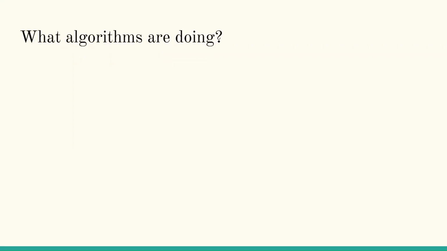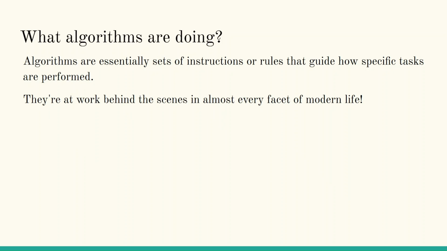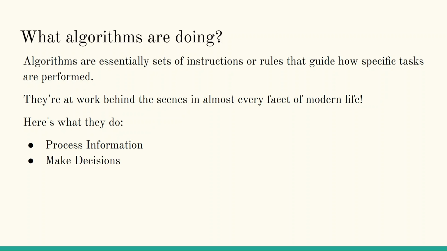So you might already be thinking about what algorithms are doing. Algorithms are essentially sets of instructions or rules, as we already know from the previous slides, that guide how specific tasks are performed. They are at work behind the scenes in almost every facet of modern life. Here is what they do. Process information. Algorithms analyze data, recognize patterns, and provide insights. For example, weather prediction systems use algorithms to process atmospheric data and forecast conditions.